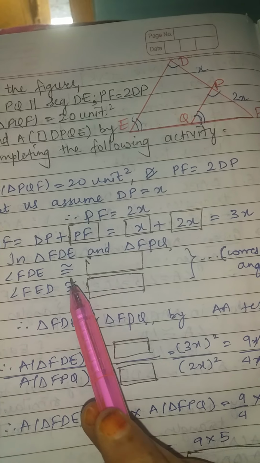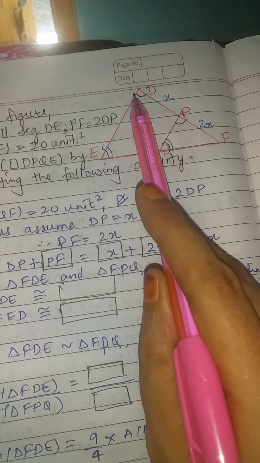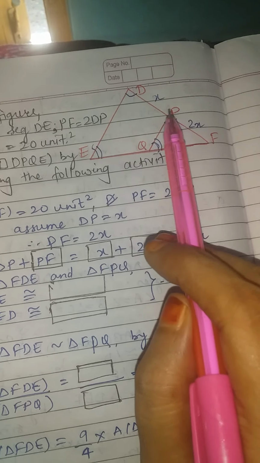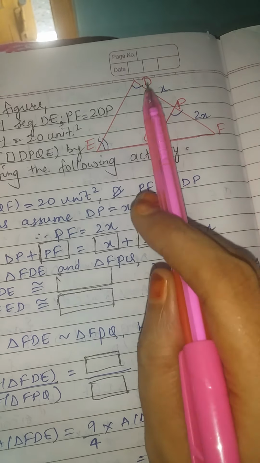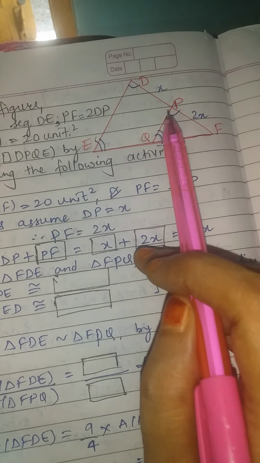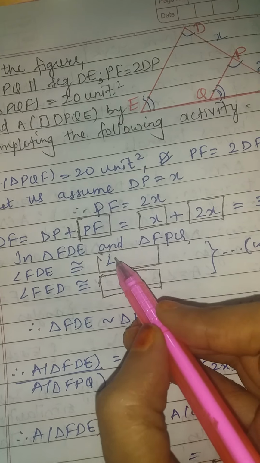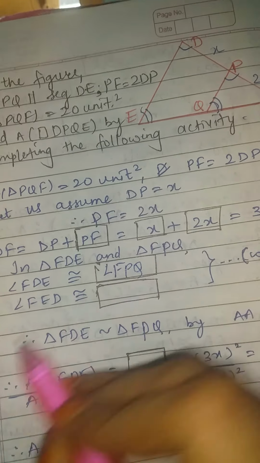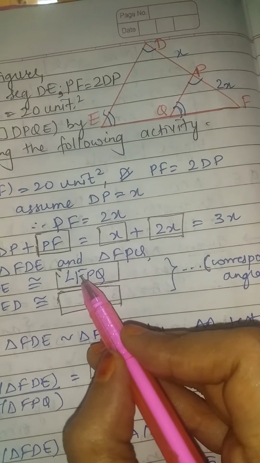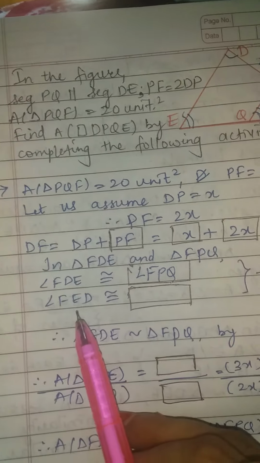Angle FDE will be congruent to angle FPQ. This angle, I have marked it over here. It will be congruent to angle FPQ since they are the corresponding angles of the two parallel lines. So angle FDE is congruent to angle FPQ, right? Similarly, on the other transversal, we'll be having angle FED.